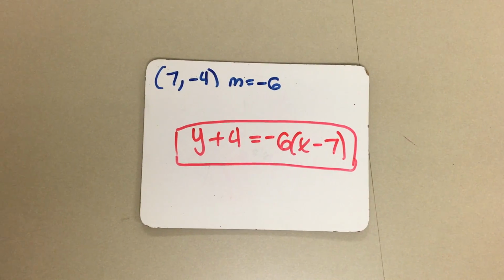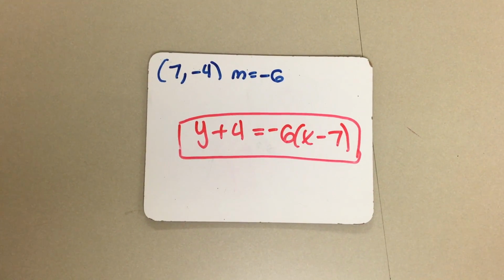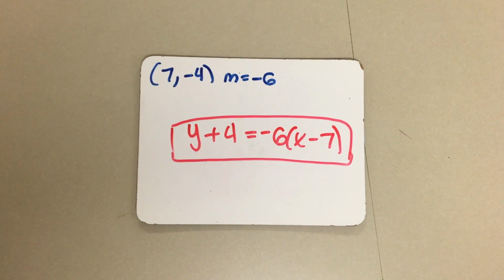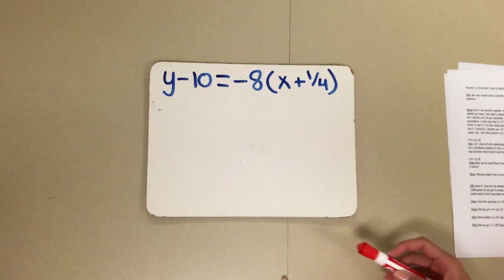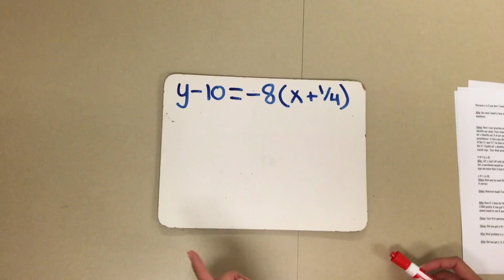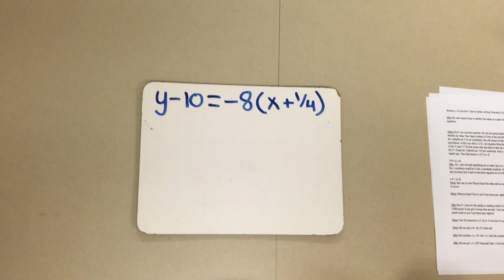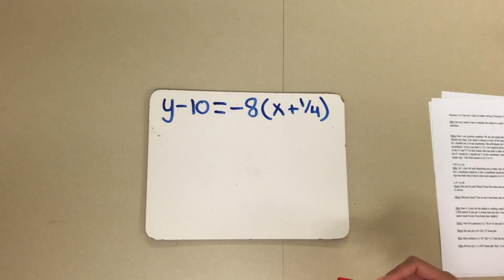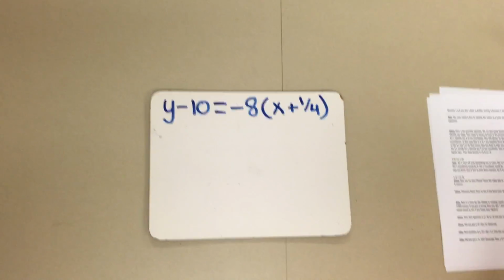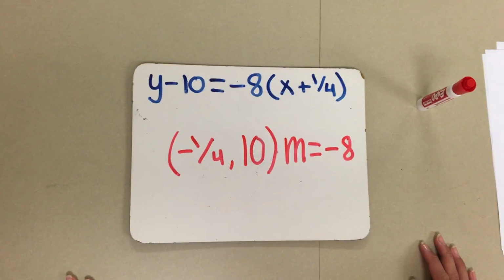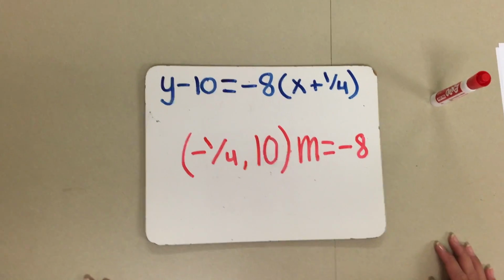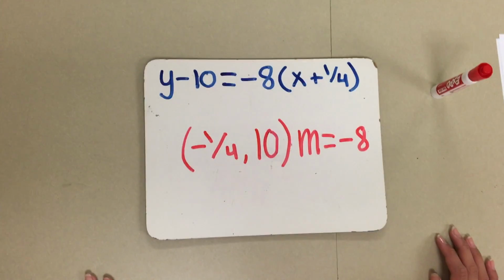Did you get y plus 4 equals -6 times x minus 7? Good job. Now to the next problem. Our next problem is y minus 10 is equal to -8 of parentheses x plus 1/4. Find the coordinates and the slope. Did you get -1/4, 10, m equals -8 as your answer?